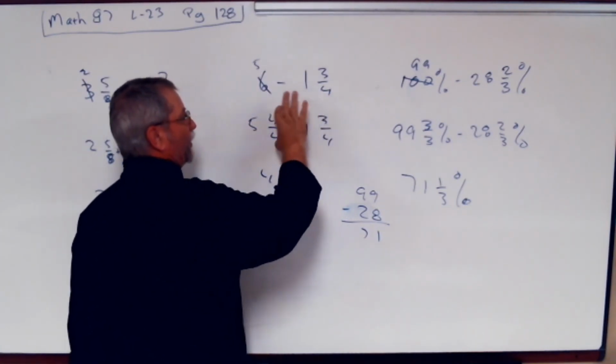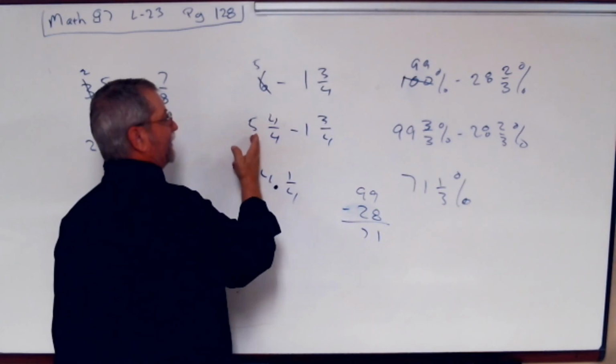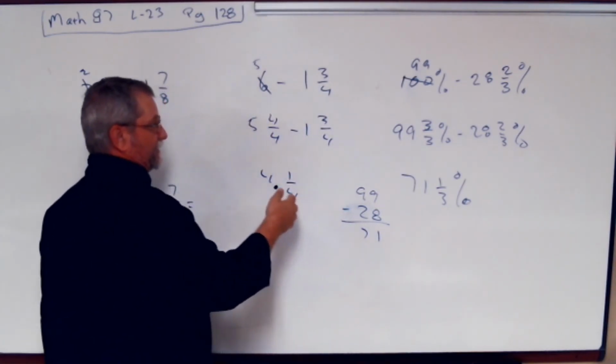I need it in terms of fourths. 4/4 is equal to 1. 1 plus 5 is 6. Just do the subtraction. Okay? Same thing over here.